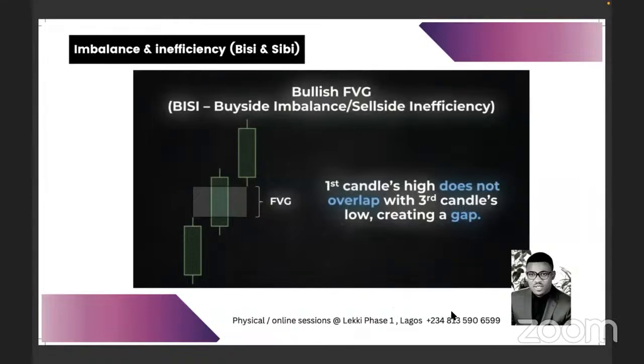Now, we can use this to describe a fair value gap in the sense that we said there is three candles: candle 1, candle 2, candle 3. Candle 1 high ended here. Candle 2, we don't even touch it. But candle 3 low started here. So the gap between candle 1 high and candle 3 low in a bullish move, that gap is called FVG. This is what we say here, creating a gap called FVG.